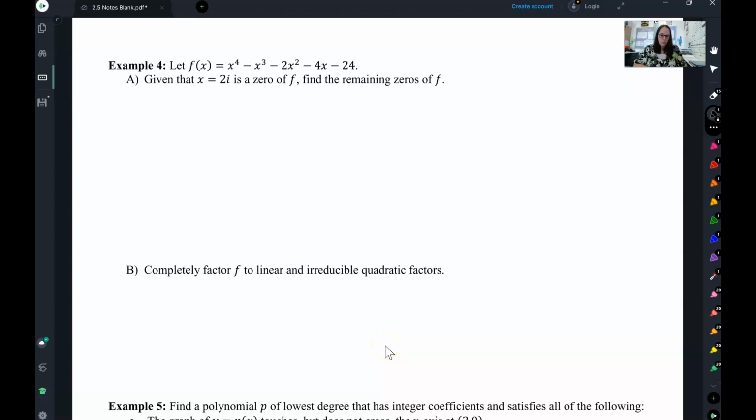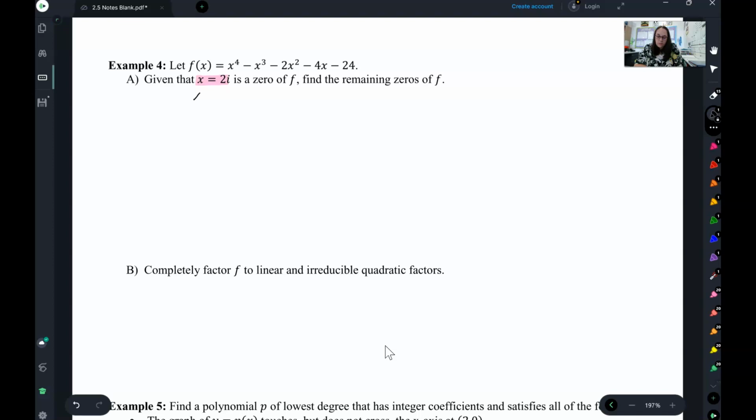Let's look at example 4. In example 4, I give you this equation right here, and I give you that x equals 2i is one of the zeros, and you are supposed to use that to find the rest of them. Well, the first thing we can do is use the conjugate pairs idea.